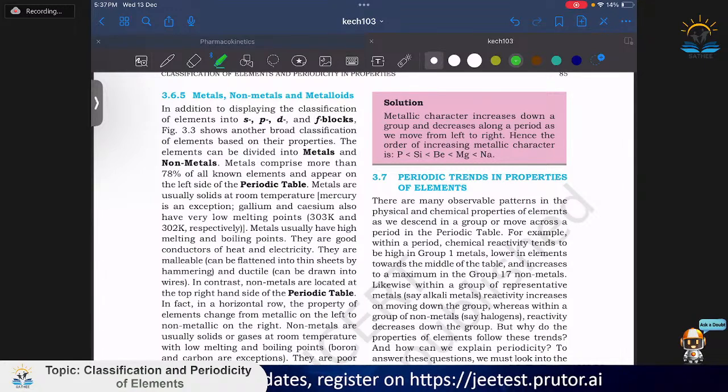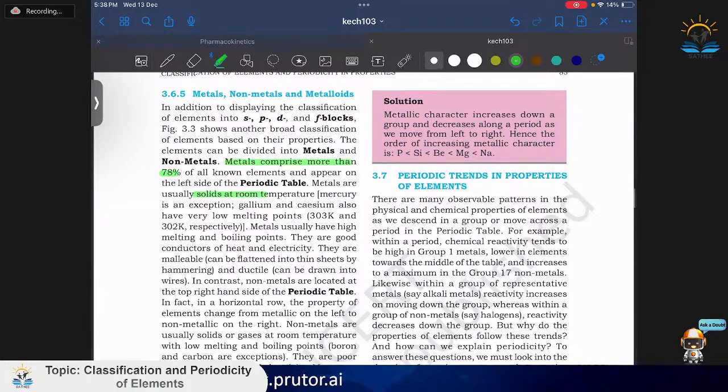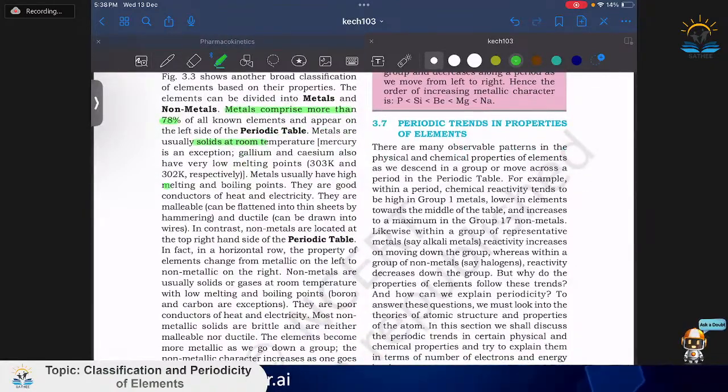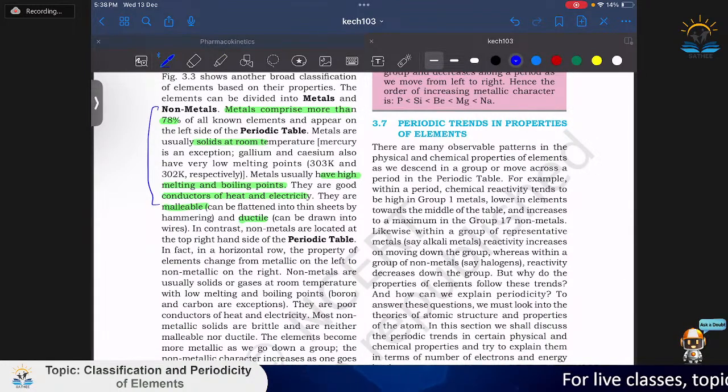So metals, see, metals comprise more than 78% of all elements. Okay, they are solids at room temperature. Mercury, gallium, cesium are a bit exceptions. They have high melting and boiling points, they are conductors of heat and electricity, they are malleable, ductile. This is all about metals.